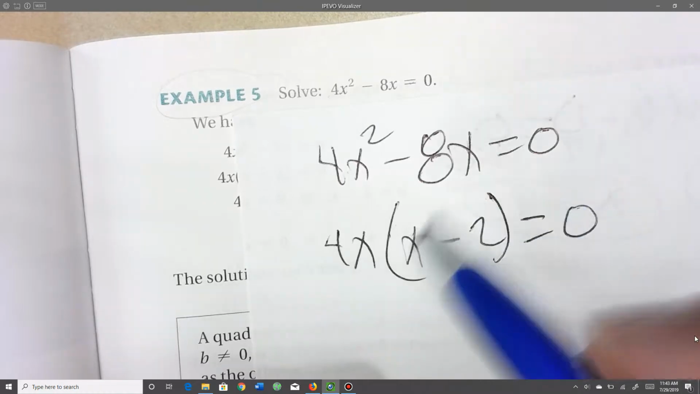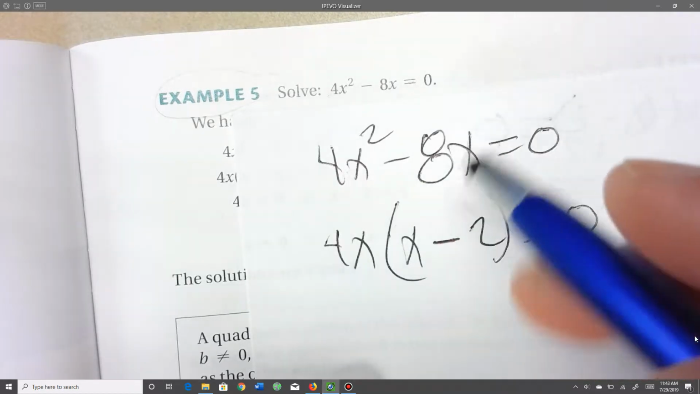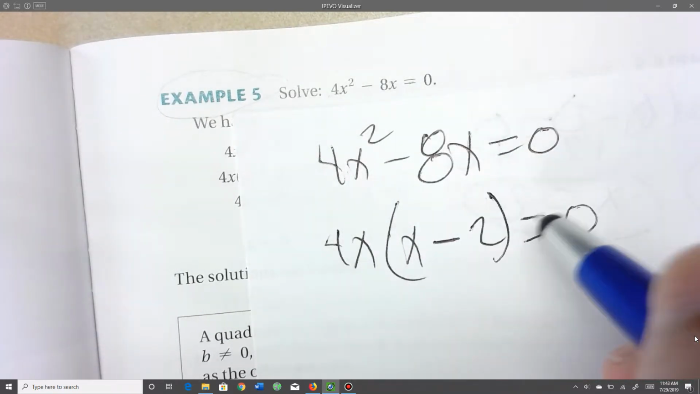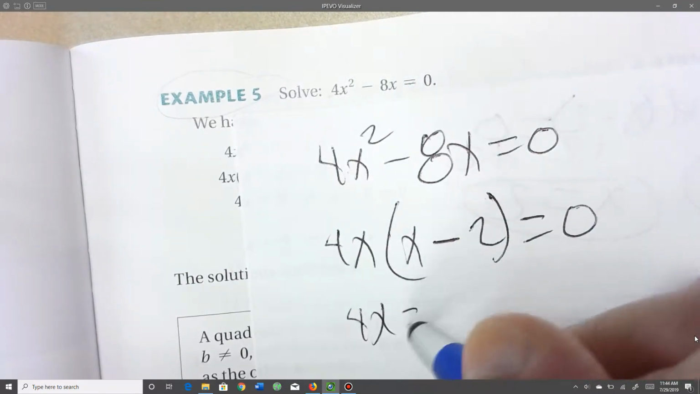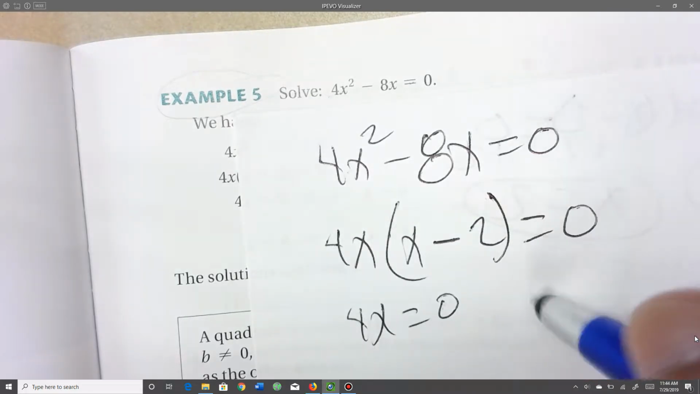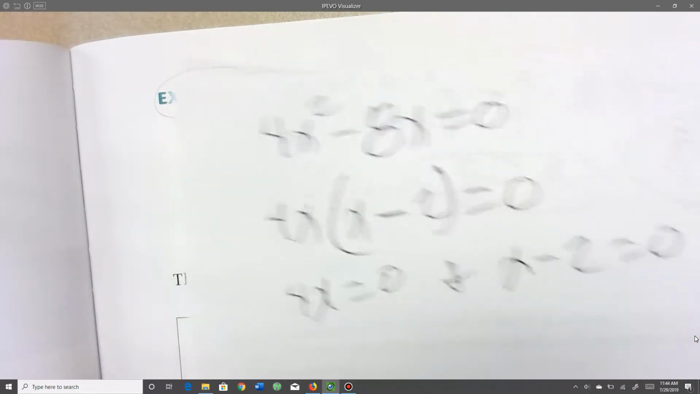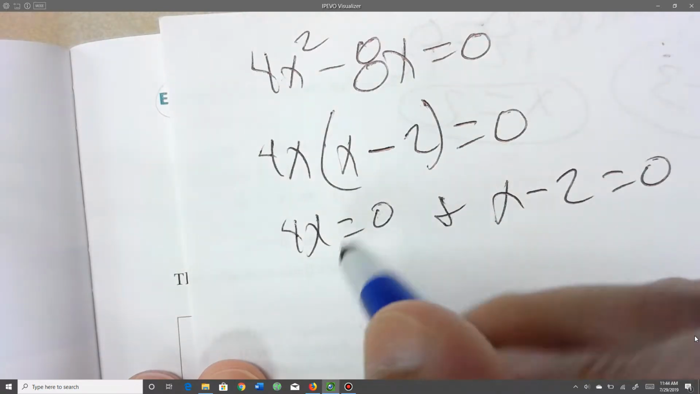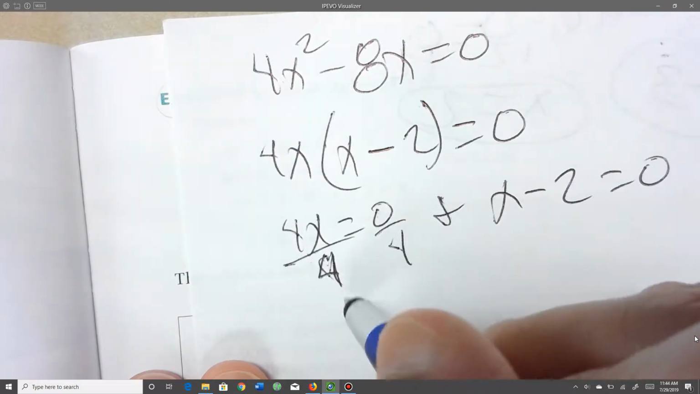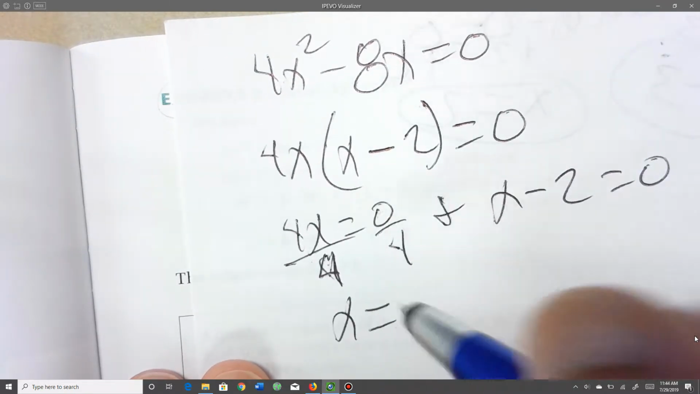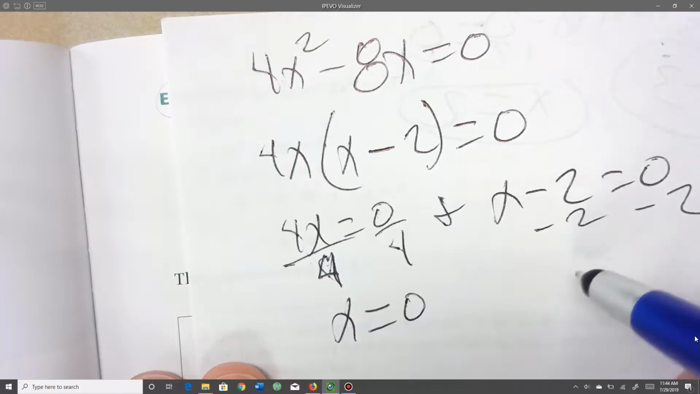Equals 0. Okay, so now we have two factors here, and I can set them equal to 0. 4x equals 0, and x minus 2 equals 0. Okay. Now I'm ready to solve for x. I divide by 4 on each side, and x equals 0. Here I subtract 2 from both sides.